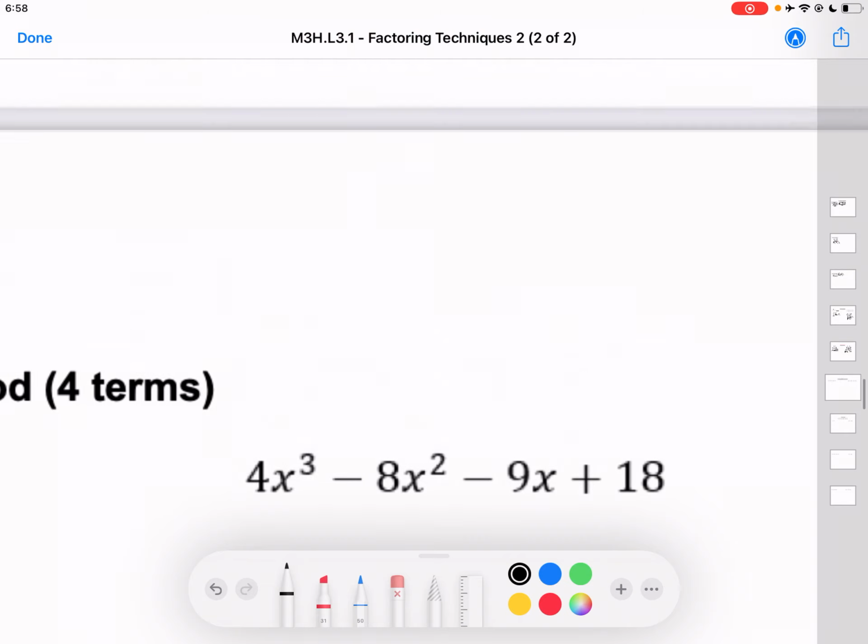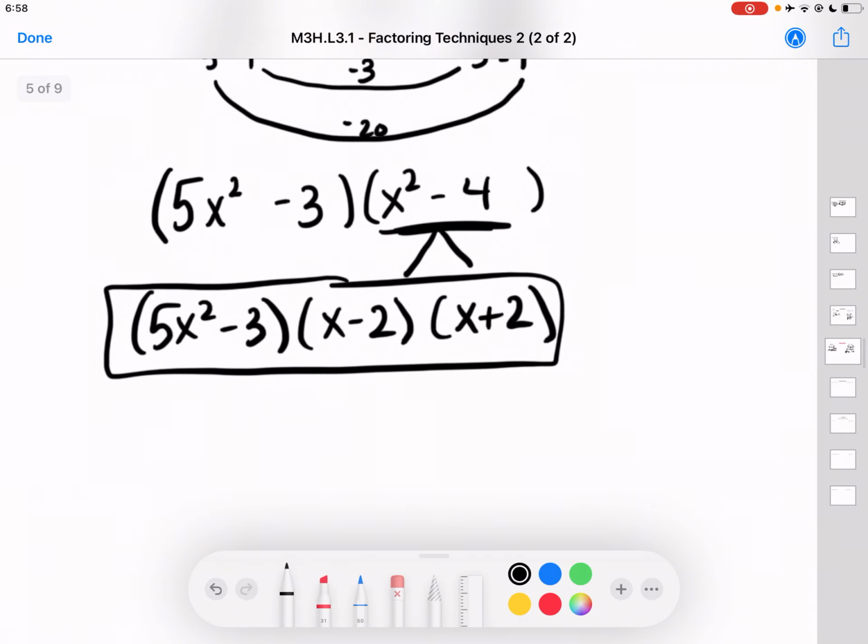Oh, and that's a new method. So that is that method in a nutshell. I'll do another video for the other method.